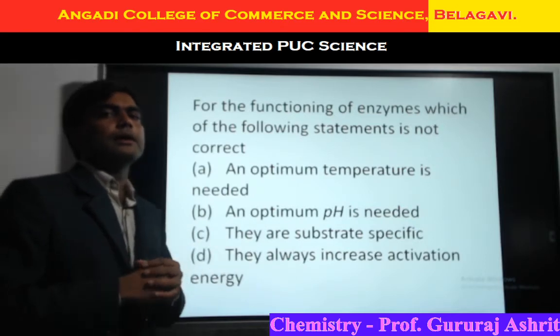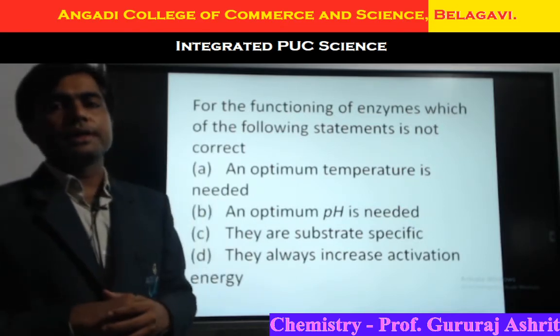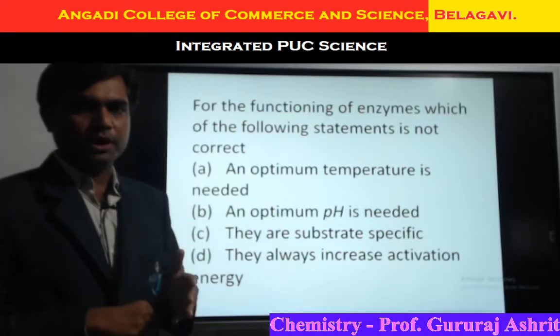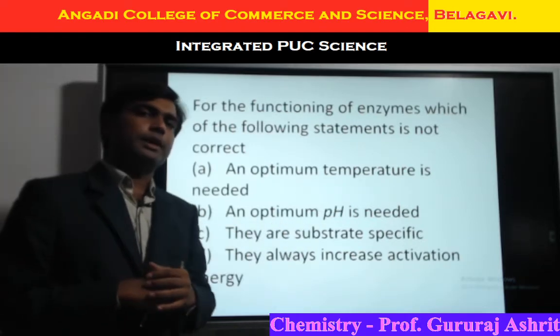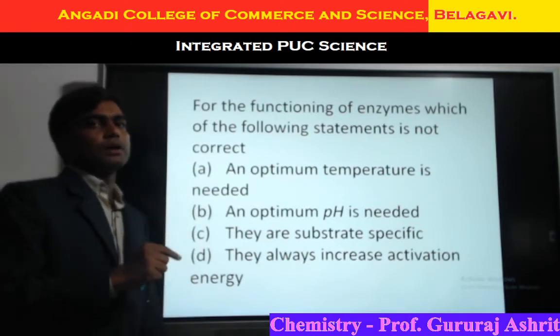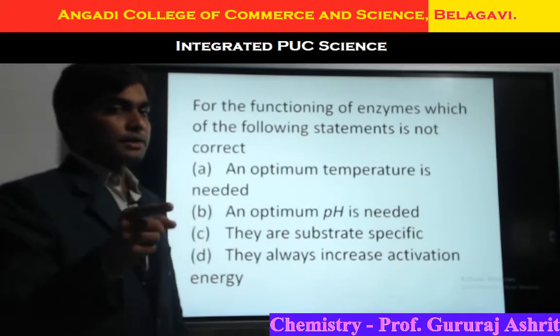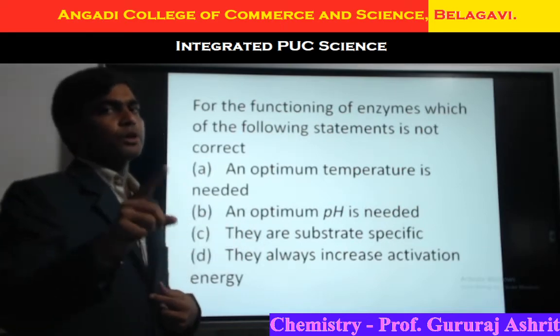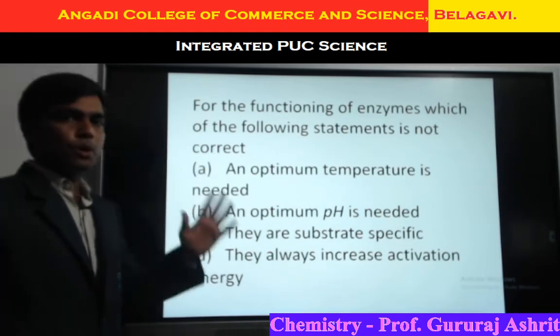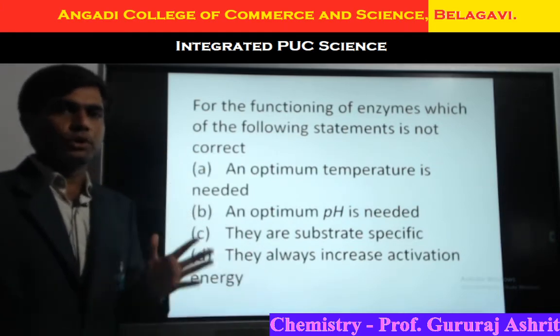And the third and last step is that the enzyme product complex that is formed finally breaks down and we get the product and enzyme separately. That we can write as EP arrow E plus P. The enzyme remains as it is, but the product is formed. Therefore, they are substrate specific. So all three options are correct. Automatically, the fourth may be wrong.